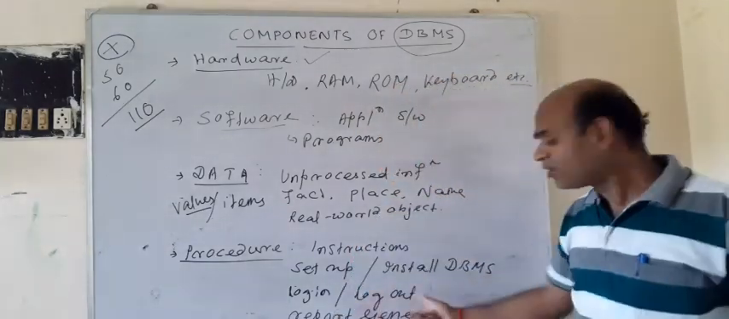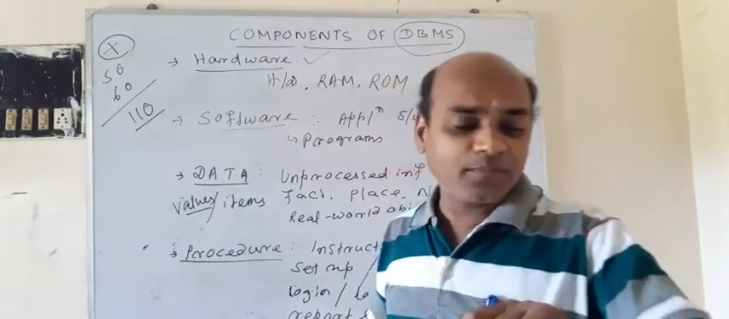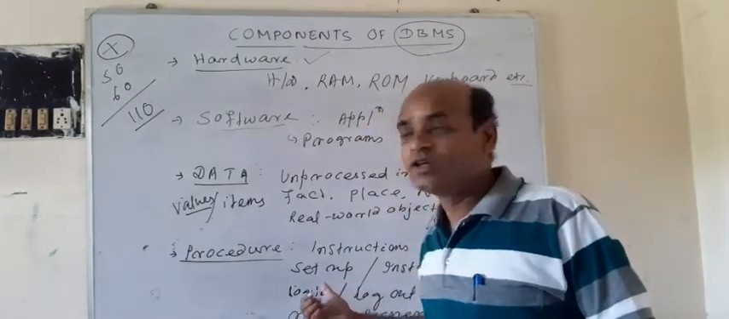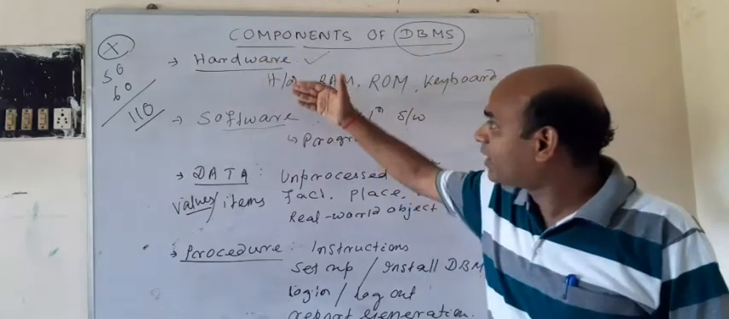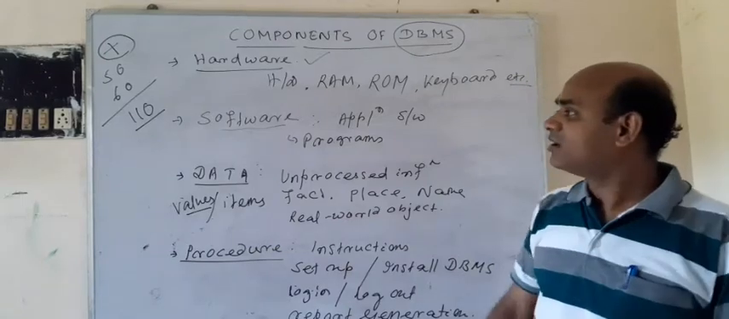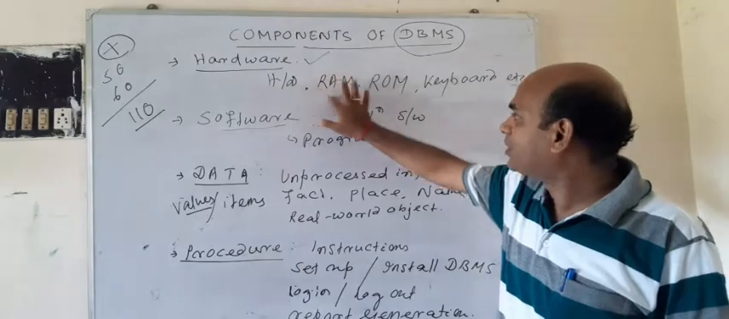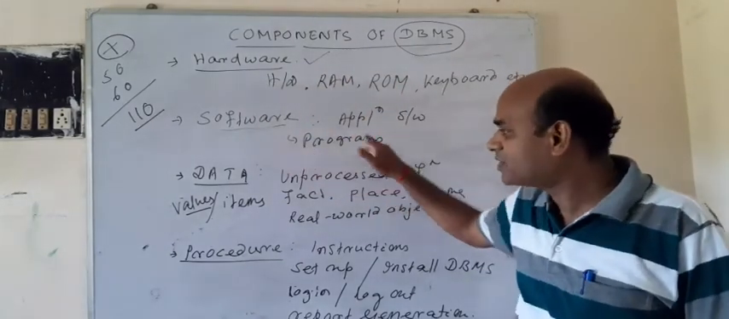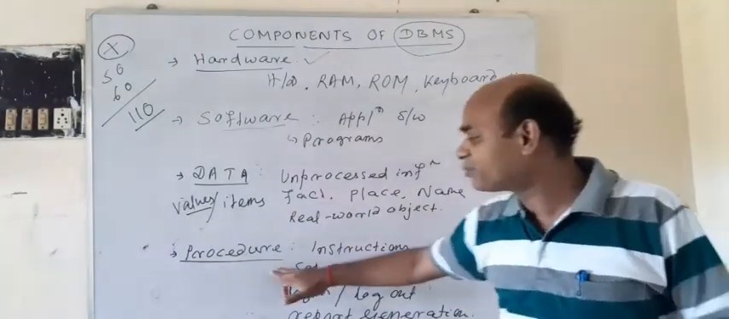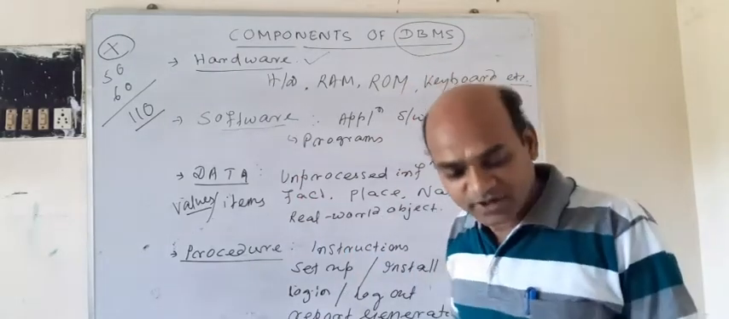Since there are so many users, to identify them and give proper authentication, it requires a login process. So the important components are hardware, software, data, and procedure. These four important components we have studied. Clear? Again, I am repeating. Hardware is the physical components, software is the set of programs, data are the real values or items or real world objects required for the database, and the procedure is required for every aspect of the operations of the database management system.